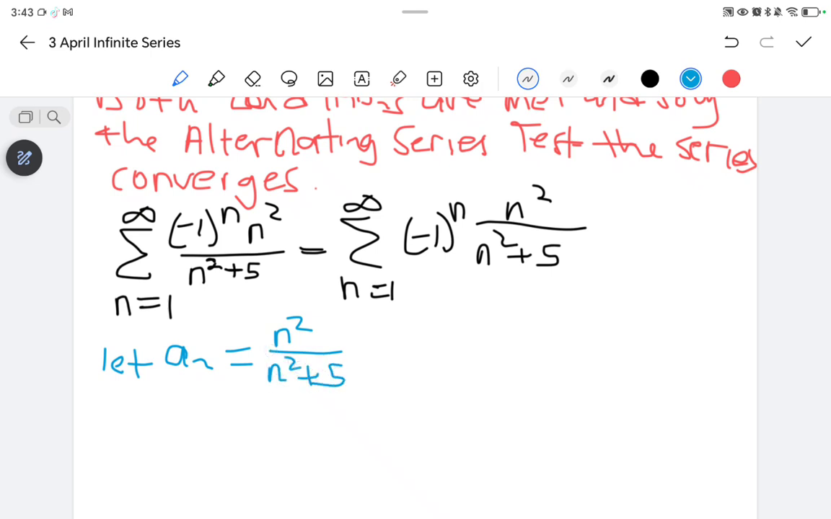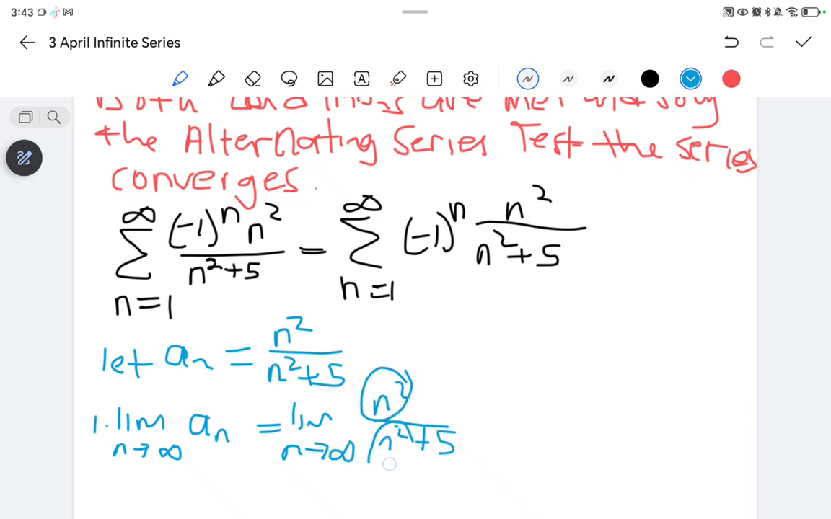Alright, from here we can do the same thing. Now we find the limit. The first thing, we find the limit of a of n. This is simple, right? It's coming from limits at infinity. I already know the answer here, because if I factor out n squared, I will be left with 1 plus 5 over n squared.